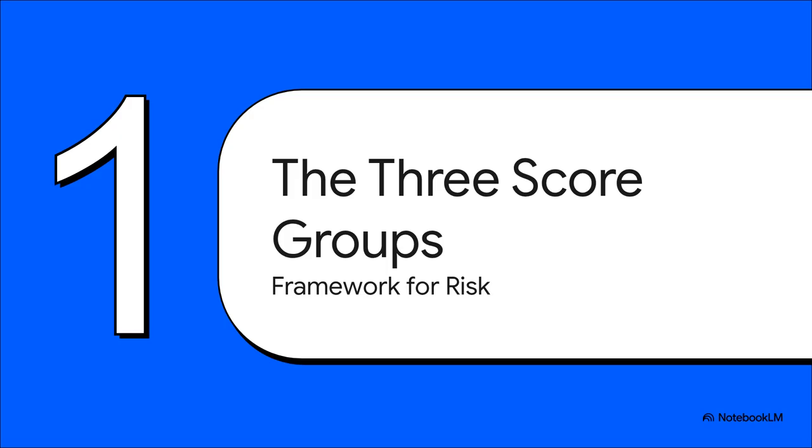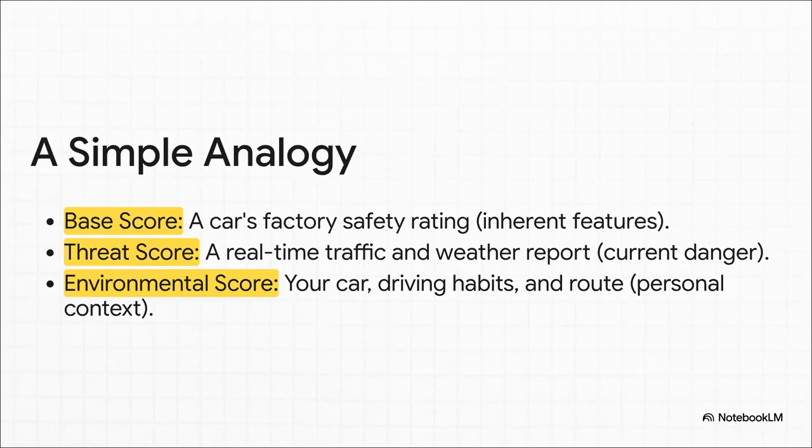Okay, first things first, and this is really important. A CVSS score isn't just one single number. It's actually a combination of three different groups of metrics. You can think of them as layers of context, where each new layer gives you a clearer, more specific picture of the actual risk.